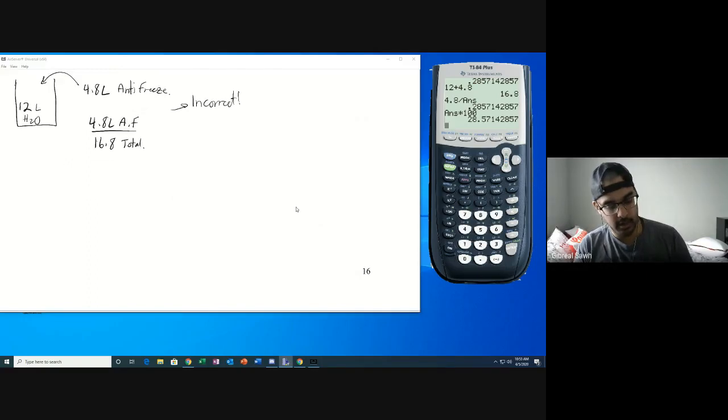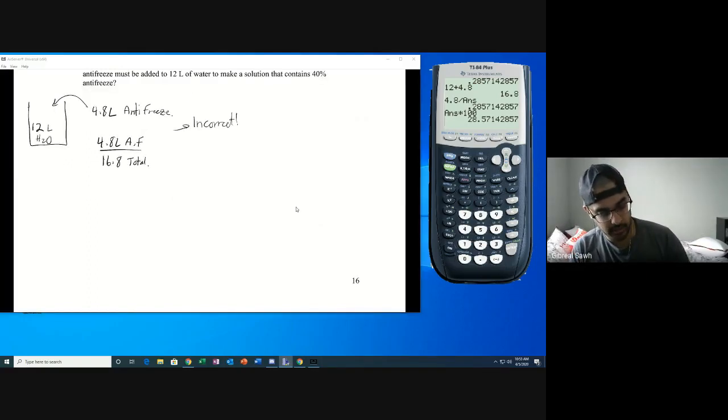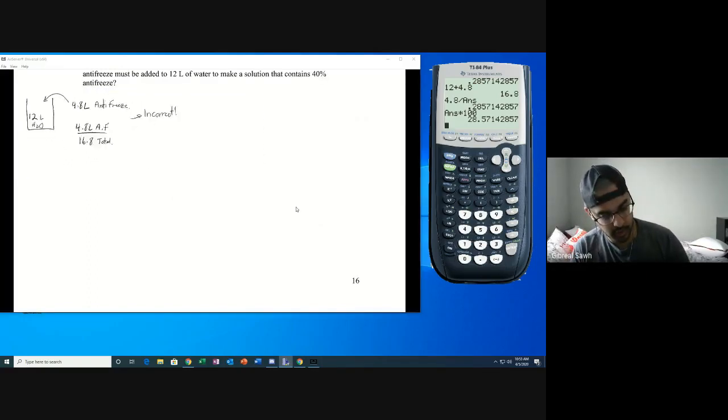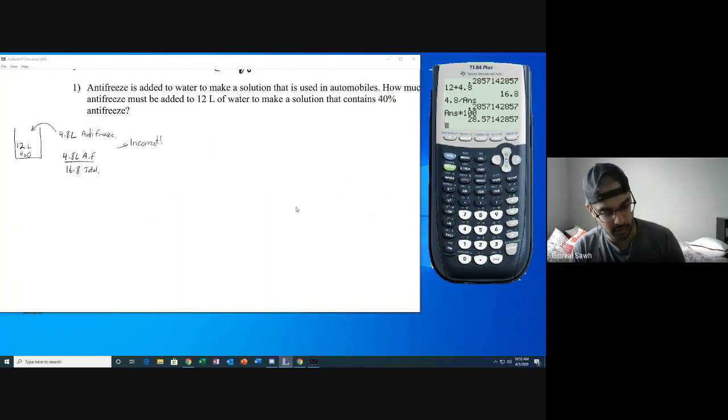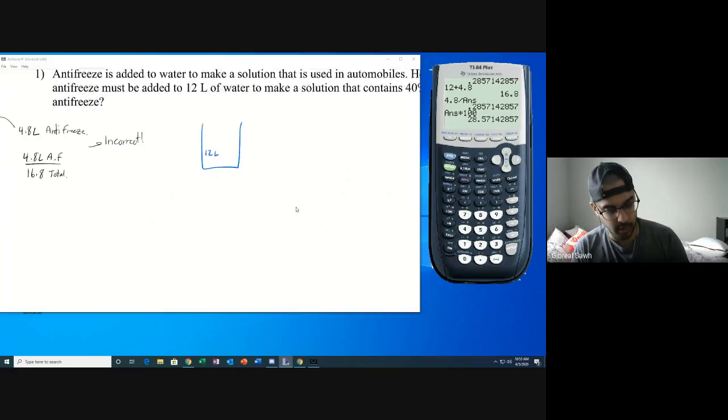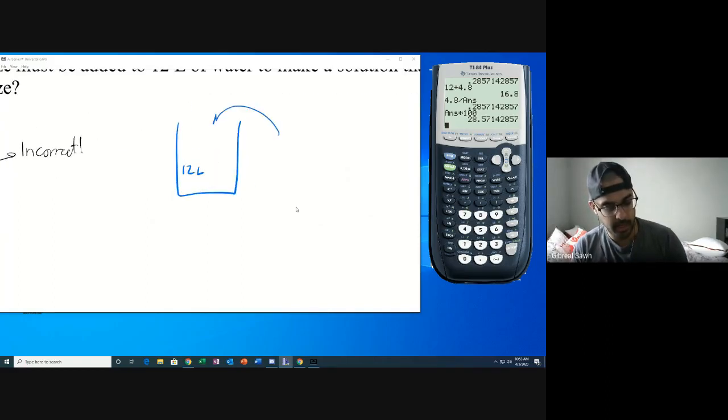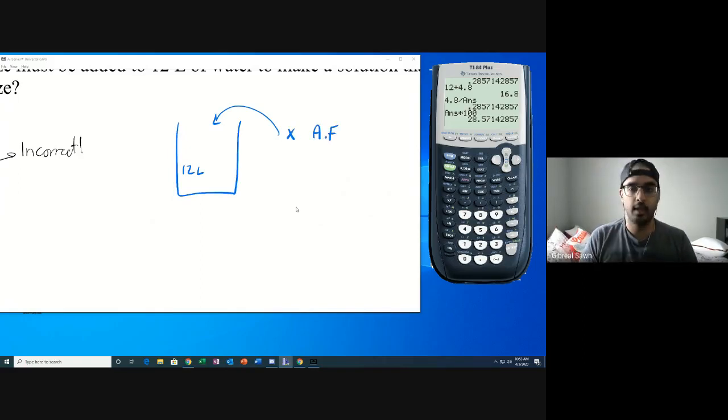Now, if I imagine the same scenario, I'm just going to shrink this one, and we'll draw a new situation. Okay, so here's my beaker. I have that original 12 liters of water, but let's add in X amount of antifreeze. Okay, if I add in some unknown value, I'm increasing the total also.